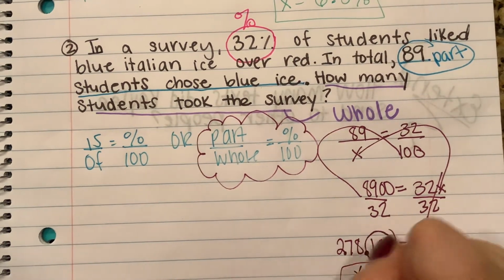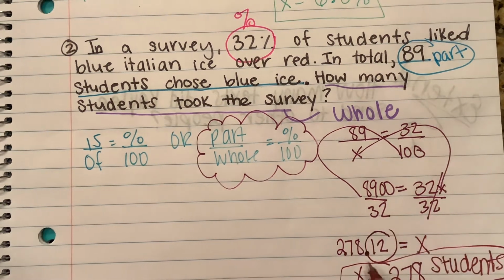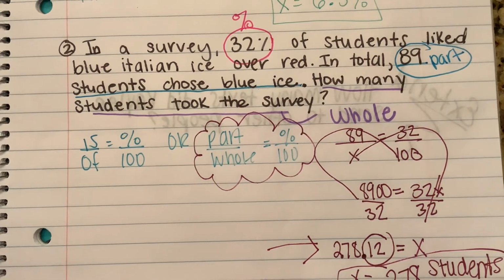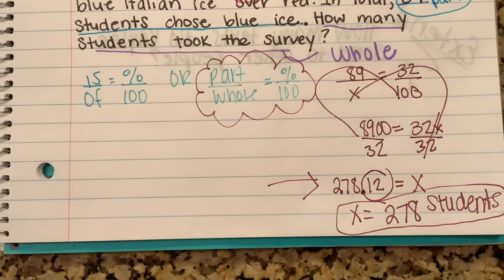And I highly recommend in the margin there, you write what you did. So when we put it in our calculator, we got 278.12, but then we realized, in this problem we're talking about students, we can't have part of a student. A decimal is part of a number. So we can't have part of a student, so we need to round down. 278 students.